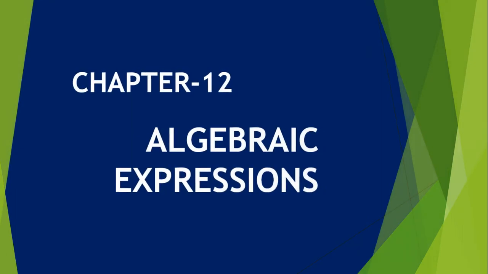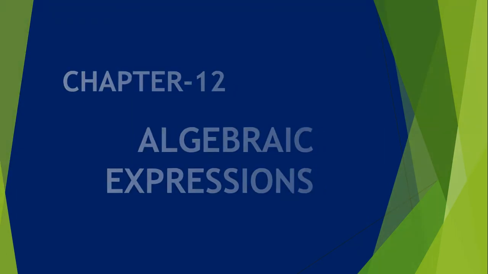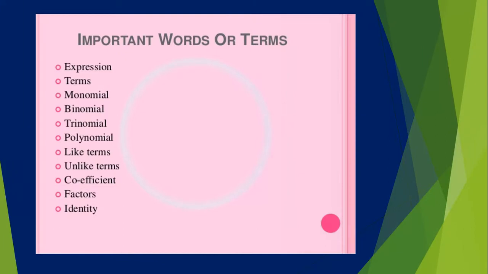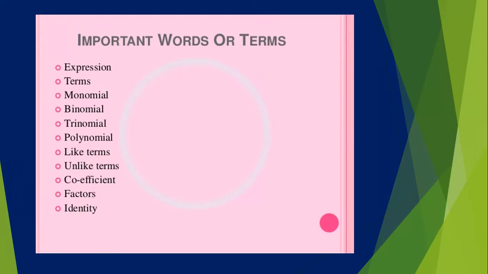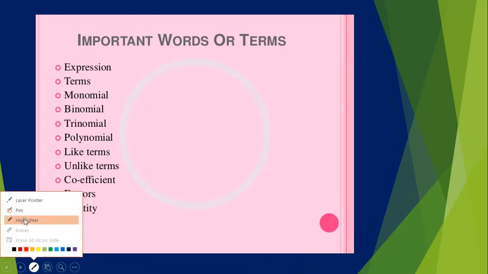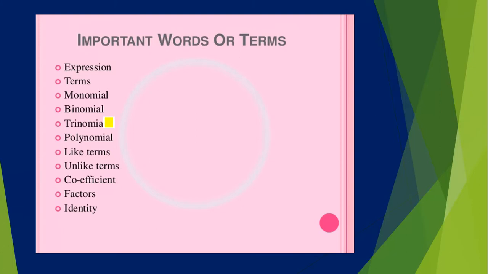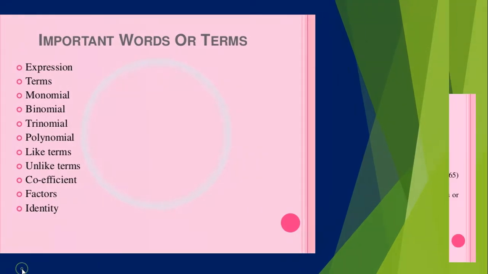In today's session, chapter 12, Algebraic Expressions, I'm going to discuss the important words on terms. We are going to discuss expressions, terms, monomial, binomial, trinomial, polynomial. These are types of terms that we are going to discuss. And like terms and unlike terms are also types of terms. Then coefficient, factors and their different identities.